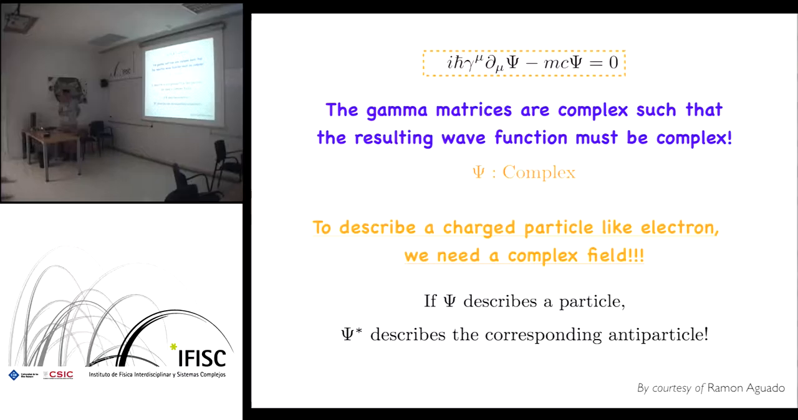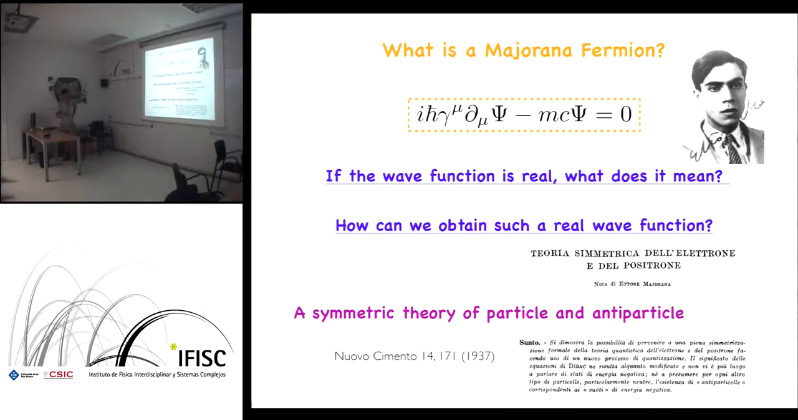Then mathematically, here the gamma matrices are complex, so the resulting wave function must be complex. So mathematically, we can say, to describe a charged particle like electrons, we need a complex wave function. So a wave function describes a particle. Its complex conjugate describes the corresponding antiparticle. Majorana raised the question: if the wave function is real, what does it mean? How can he obtain such a real function?